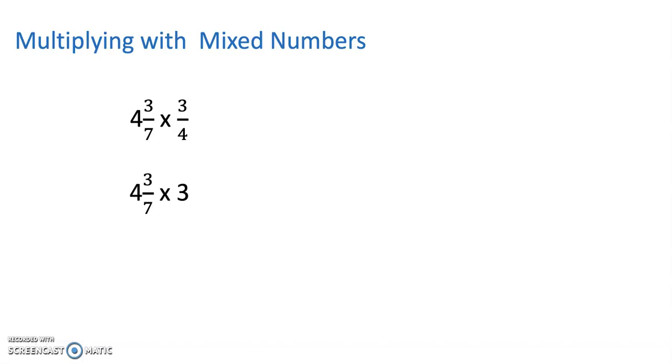Here we've got a mixed number and you're multiplying by a whole number. And here you've got two mixed numbers that we're multiplying together. Okay. We'll also look at some cases where there's cross-cancelling at the end.